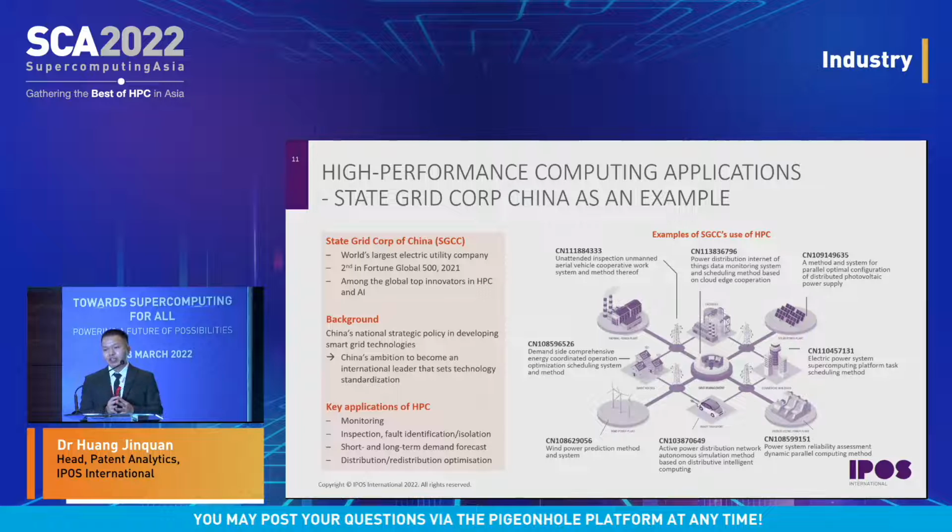So here I have the example of the State Grid Corporation of China. Just a background, State Grid Corporation of China is the world's largest electric utility company. It's also the second largest company in the world by revenue. It has close to 1 million employees and it services more than 1 billion customers. When we look at our data, it's actually among the global top innovators in both AI and HPC.